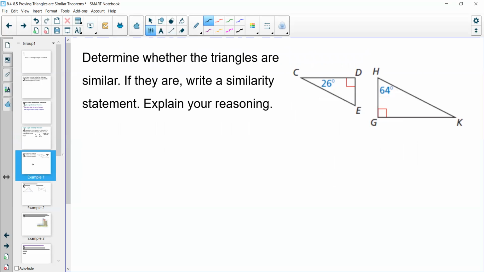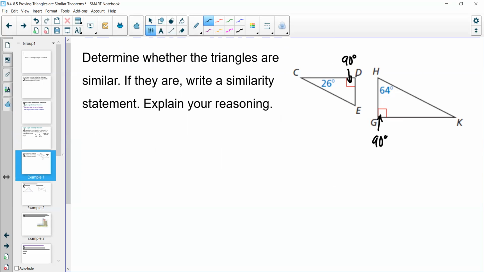We want to determine whether or not these triangles are similar, and if they are, write a similarity statement. A similarity statement is one where we say triangle ABC is similar to triangle DEF, something like that. So let's take a look at these two triangles, show whether or not they're similar, and then use a statement to back it up. We are given two angles here. We know that these two are both 90 because they're right angles. But then we were told that of these other two, one was 26 and one was 64.